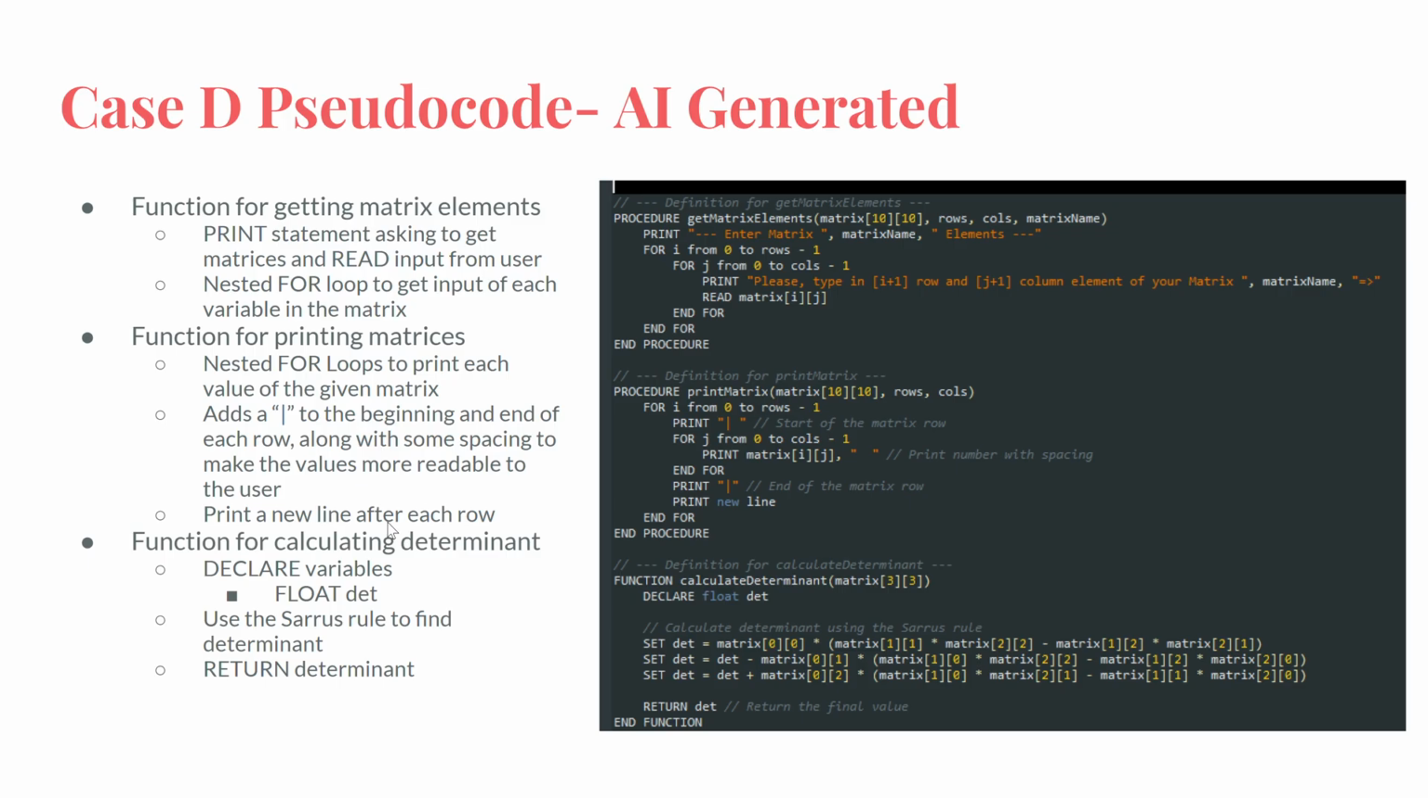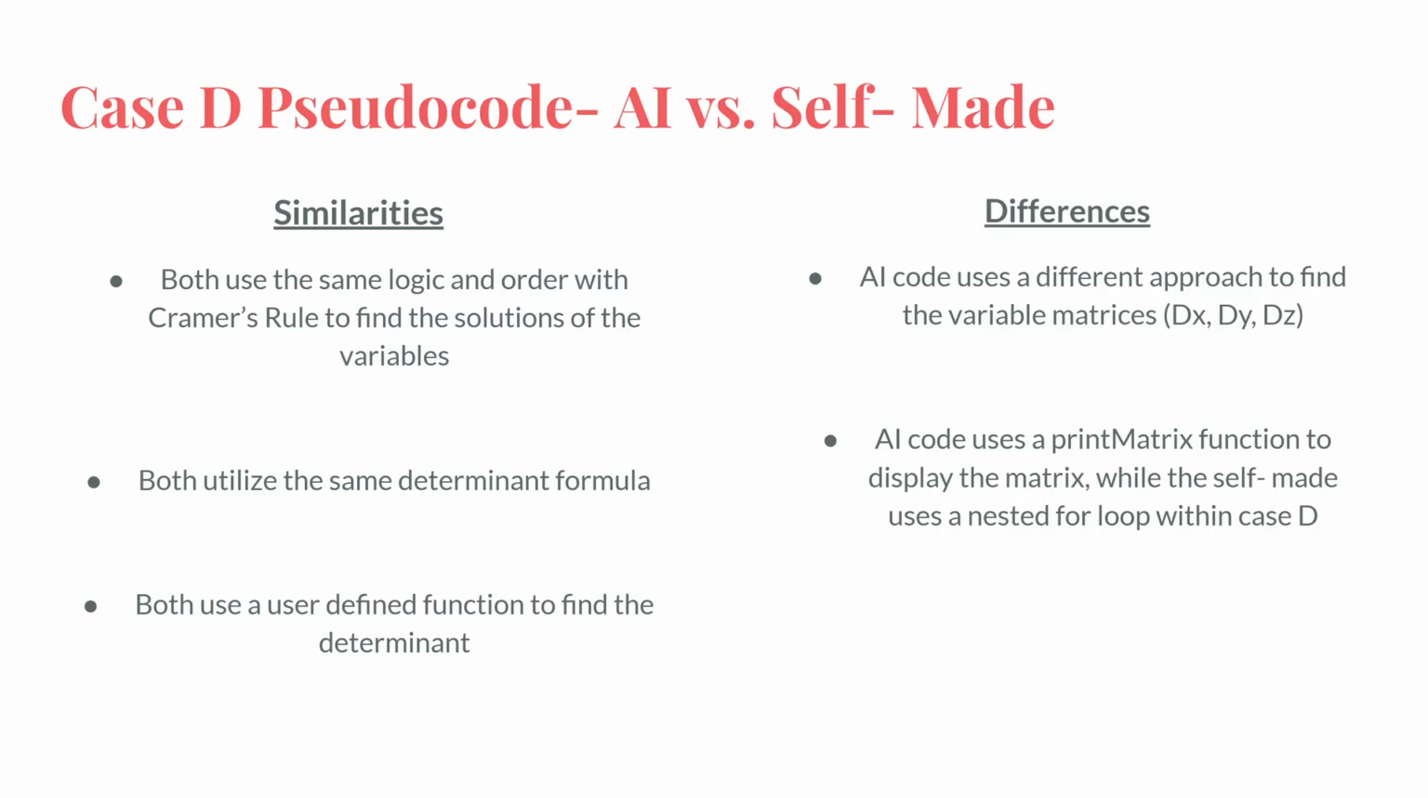So for the functions, we already went over the same function for getting matrix elements and for printing matrices. But for the function for calculating the determinant, it declares the float variable det, which will be the determinant. And then it uses Sarrus' rule to find the determinant and returns the determinant value to put into the program.